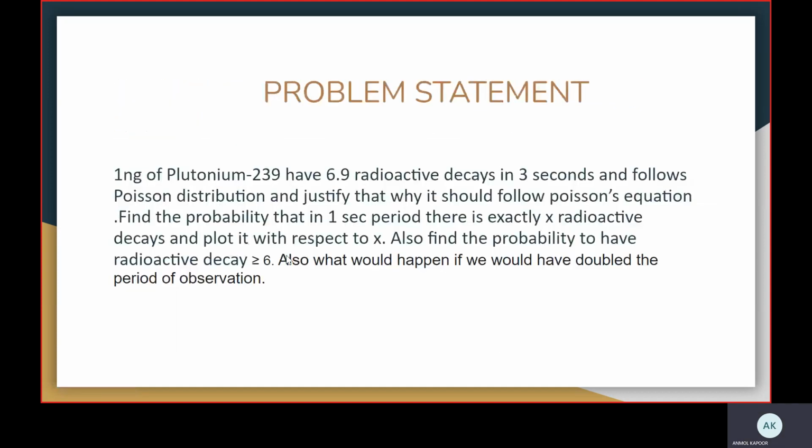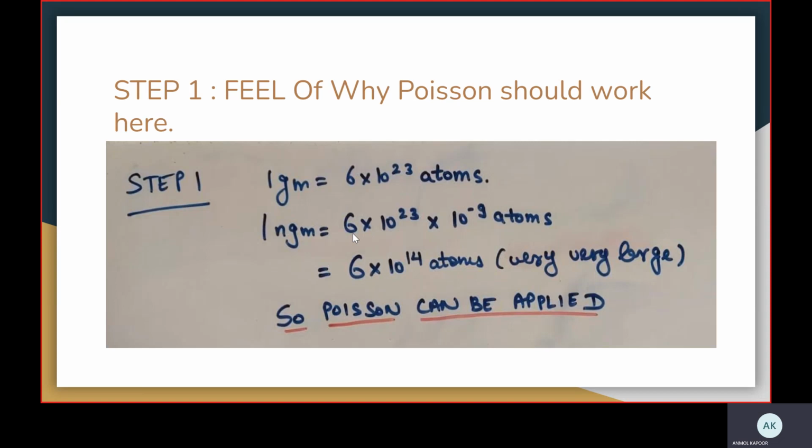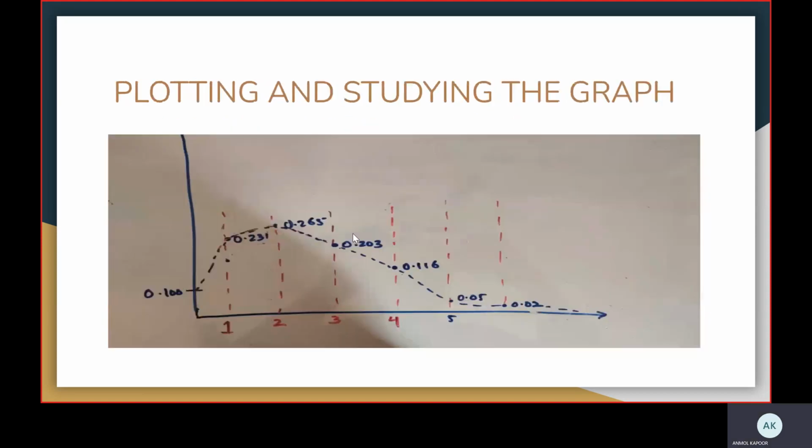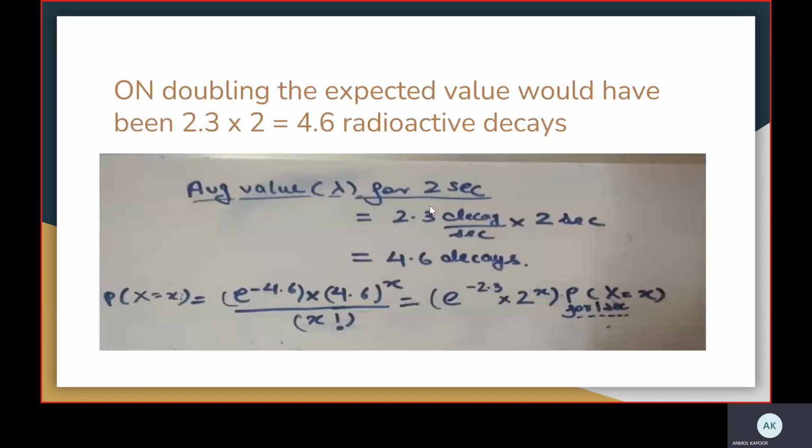Last part of this question was what would happen if we would have doubled the period of observation. Period of observation basically is 1 second in the previous case. So if we would have doubled the period of observation, we would have 2 seconds instead of 1 second. So in 2 seconds, the expected value would not be 2.3. Instead, it would be 2.3 into 2, that is equal to 4.6 decays.